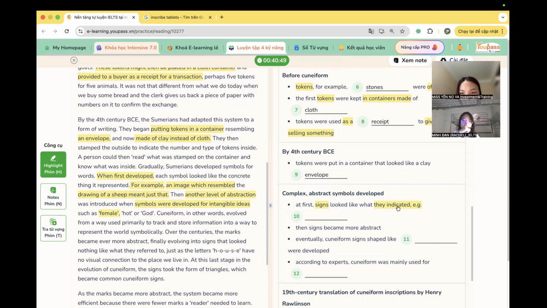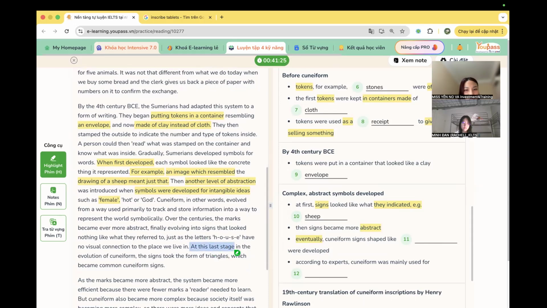Signs look like what they indicate, and they make an example. Only a sheep is mentioned when they first developed, as an example here. So besides the drawing, sheep, I will put it in plural now. Okay, it's abstract here. Another level of abstraction. Eventually, in its last state.